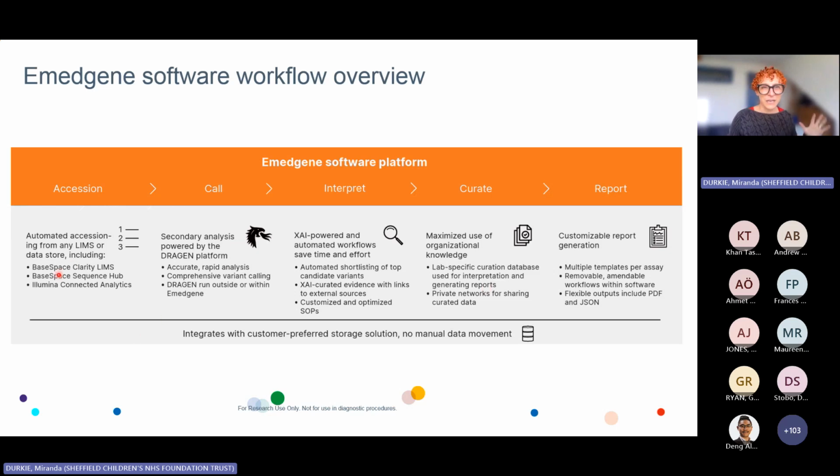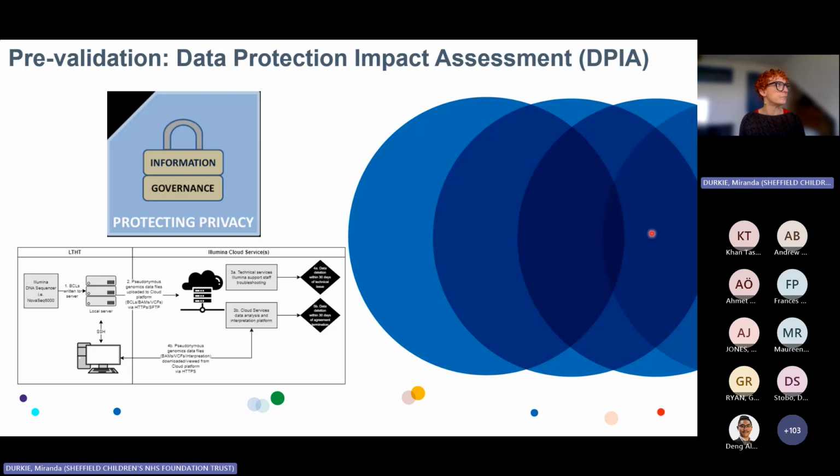So now we've got that cleared up, I will move on to the workflow, and just very simply, you are basically getting your data from whatever source it's coming in. You're putting it through the pipeline to call the variants. Then this is really where the power comes in. You're using this explainable AI and automated workflows to get that short list of variants. And then you've got the database, and for Emedgene, their database is called Curate. And then you're going to generate, after you've made all decisions about that variant, a customized report.